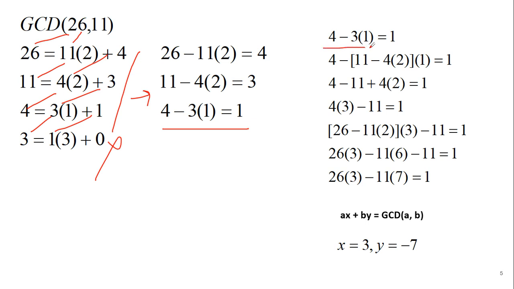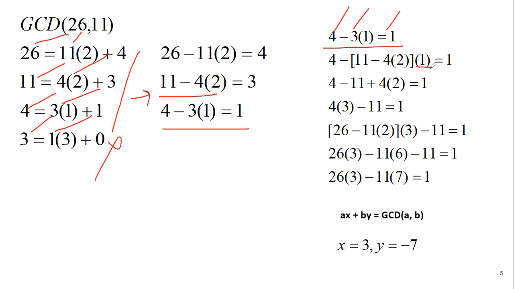4 minus 3 of 1 is equal to 1. Here the variables are 4, 3 and 1, because we always keep the coefficient in bracket form. Now we can see that the variable 4 is there and the variable 3 is there. We can replace either one using the equations, but if we go step by step, it is easy to solve and there are no chances of mistake. So here we will replace this 3 by this equation, 11 minus 4 of 2.